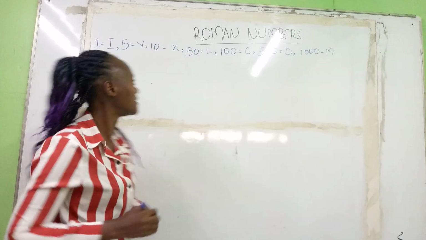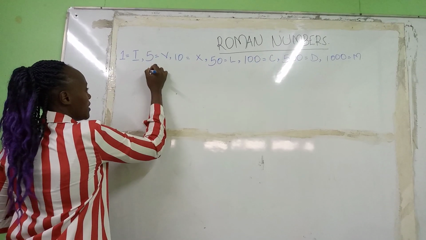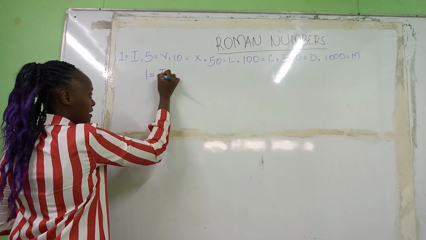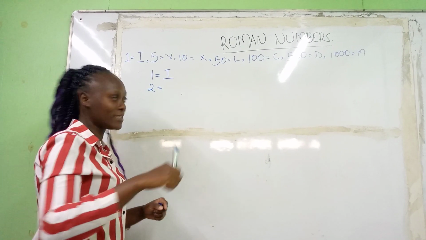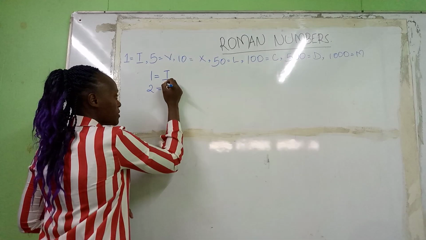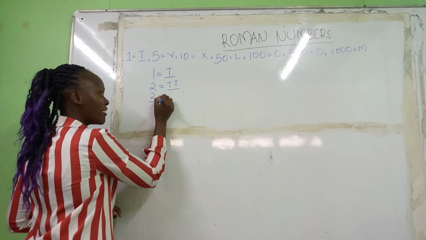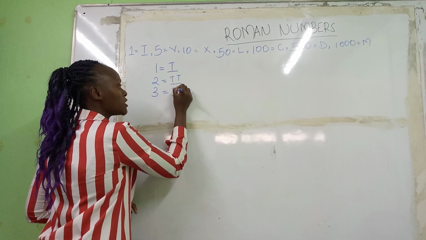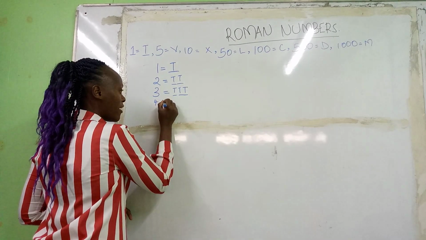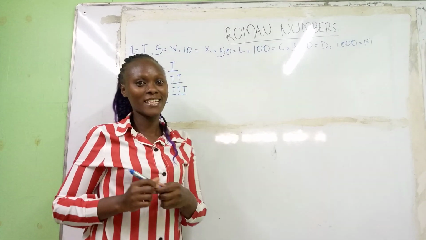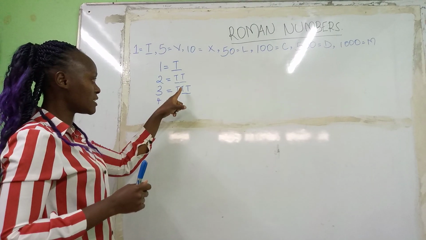So we are going to do first from 1 to 10. 1 is an I. 2, which is obviously 1 plus 1, will be 2 I's, which is 1, 2. 3 will be 1, 2, 3. 4, this is where the tricky part starts. 3 is 1, 2, 3.